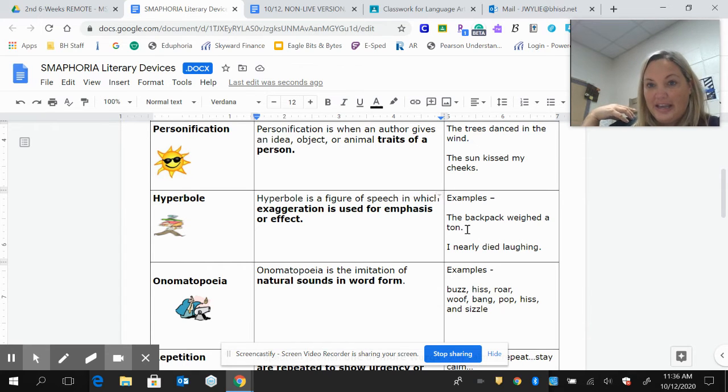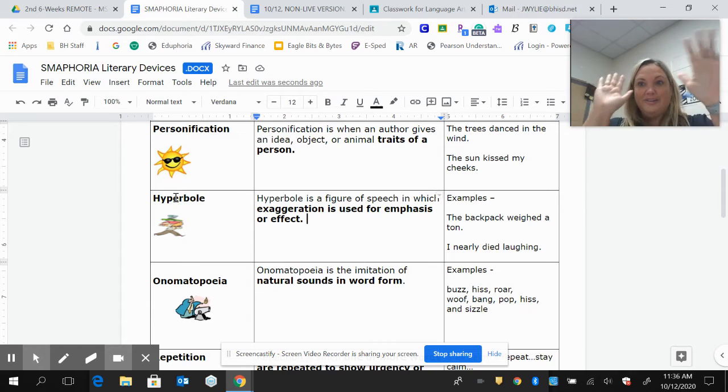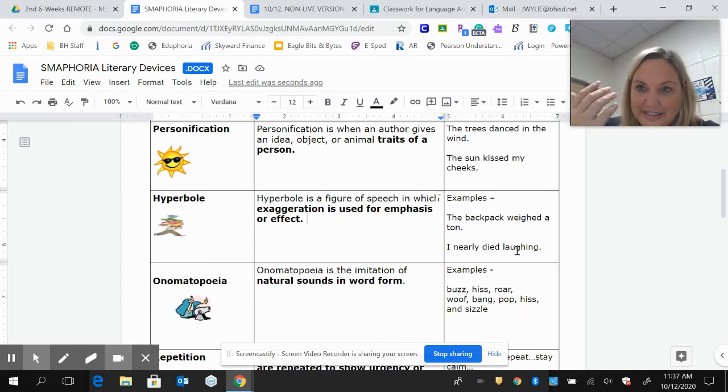No. Okay, so you're exaggerating. You're making it sound heavier than it is because you're trying to make a point. You're trying to give effect. You're being dramatic. And that's why I think about the word hyper. It's like, everywhere. Exaggeration is, oh man, and the next example is I nearly died laughing. You're not going to die from laughing, but you're laughing so hard that you just couldn't catch your breath, okay?